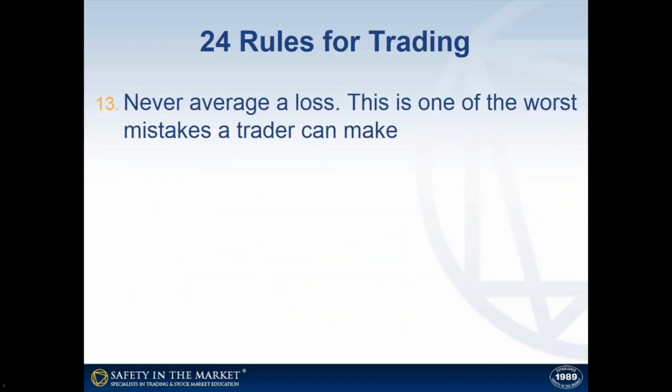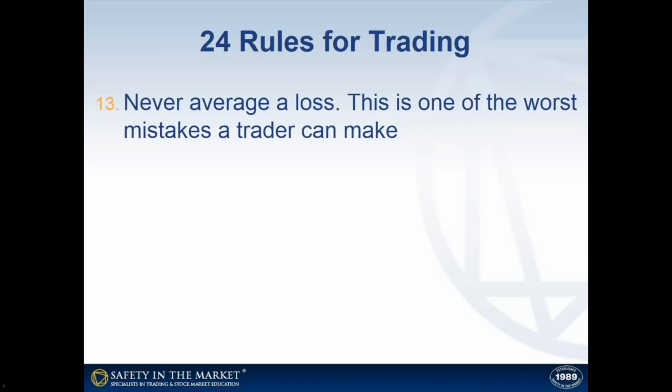Rule number 13, never average a loss. This is one of the worst mistakes a trader can make. An example of averaging a loss is where, for example, you buy 1,000 shares of a stock at $10 and it starts falling and it gets down to $8. So you buy another 1,000 shares at $8. If you bought shares at $10 and you bought the same amount at $8, you've now got an average price of $9 for all of the shares combined, but you've got double the position size. So if the market keeps falling, you're going to be losing more and more money as they fall.